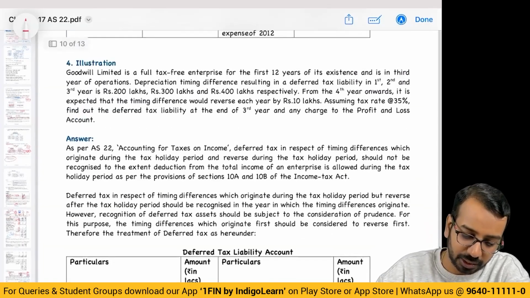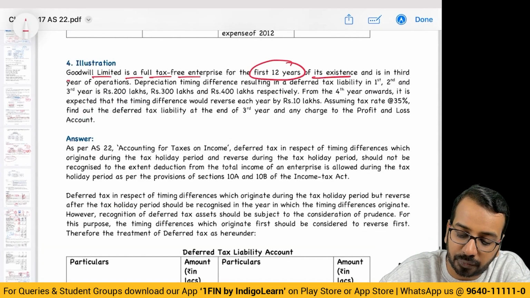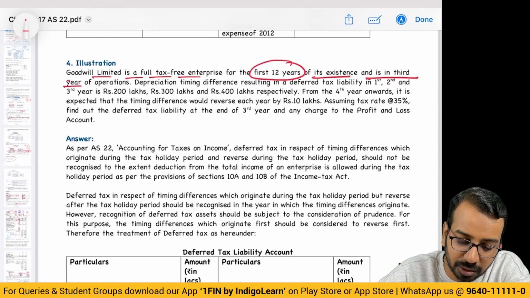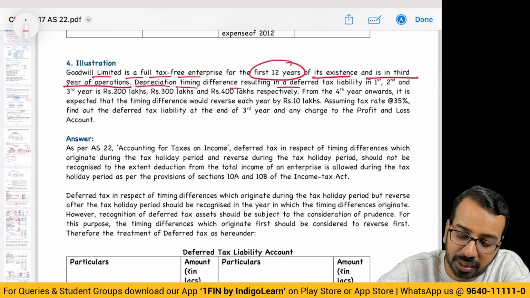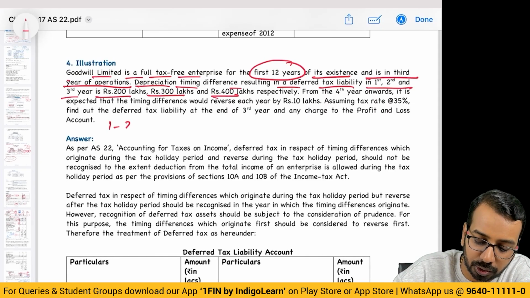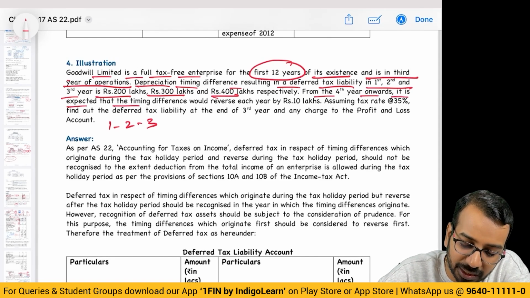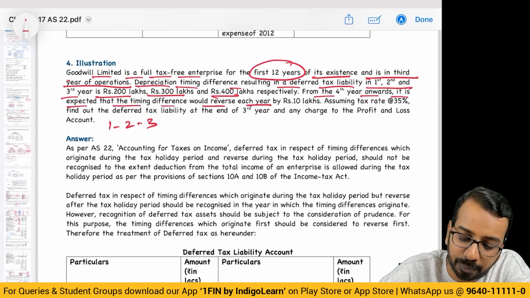So let us see this. Goodwill Limited is a full tax-free enterprise for the first 12 years of its existence and is in the 3rd year of operation. Depreciation timing difference resulting in a DTL in first, second and third year is 200 lakhs, 300 lakhs, 400 lakhs respectively.